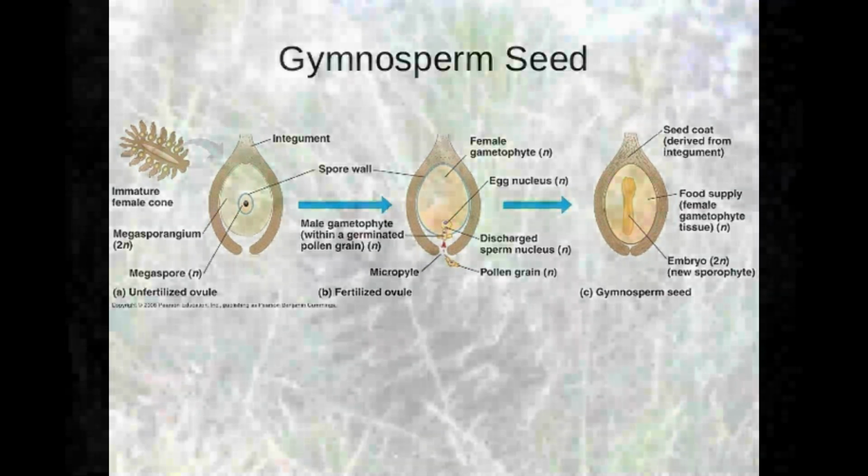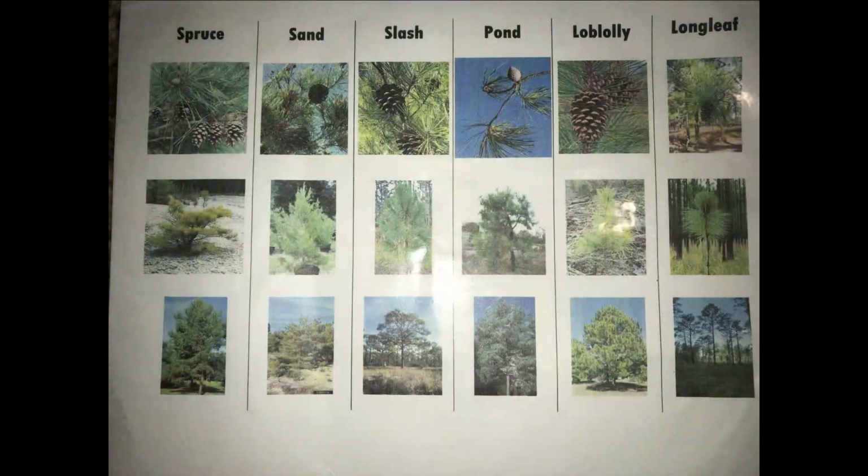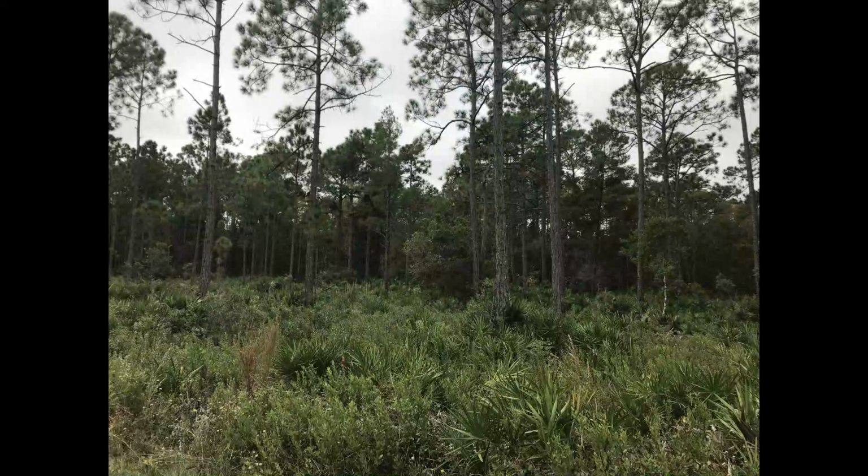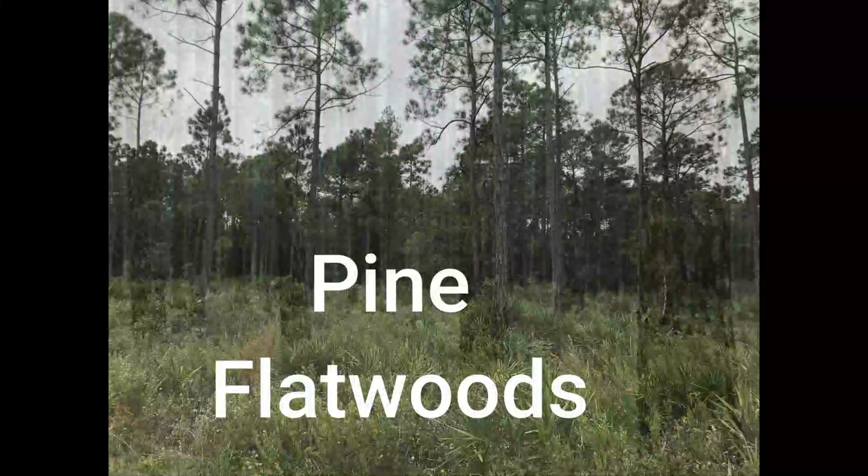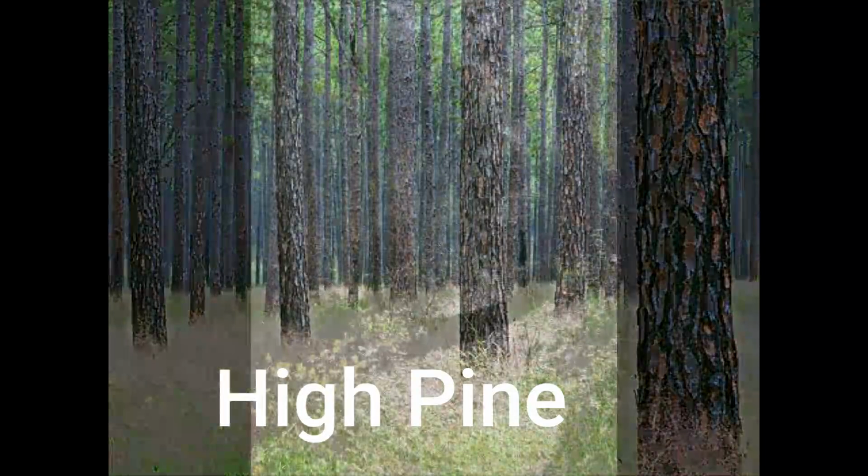Conifers produce these durable seeds in cone-shaped aggregations. All pine trees produce their seeds as pine cones. There are 6 different major species of pine in Florida: longleaf, slash, sand pond, shortleaf, spruce, and loblolly. There are 4 major types of pinelands in Florida, 3 of which are found in our area of North and Central Florida: pine flatwoods, high pine, and scrubby flatwoods.